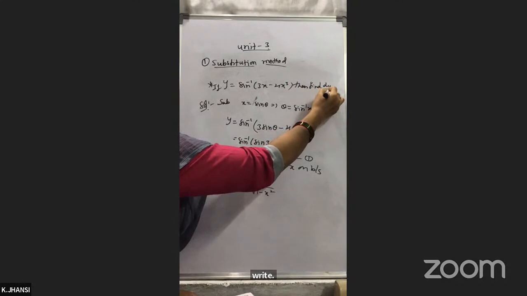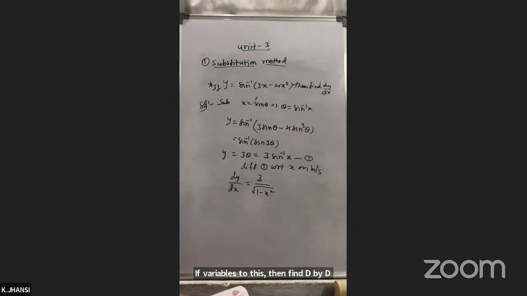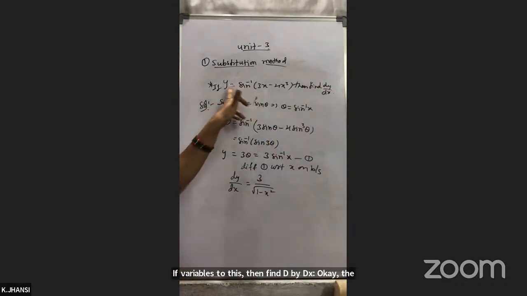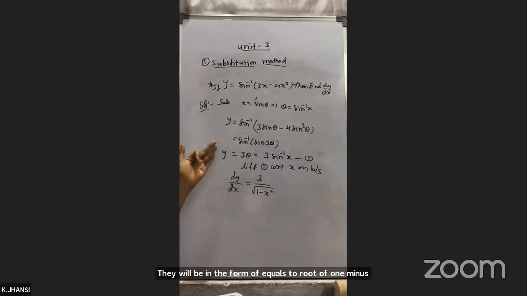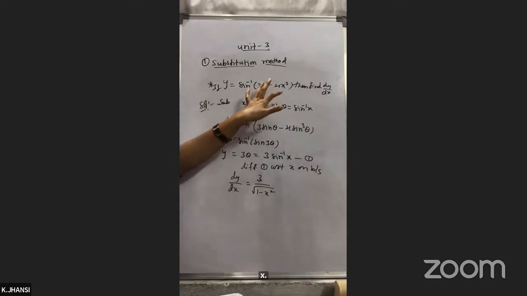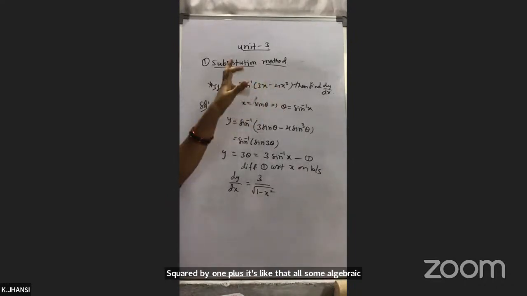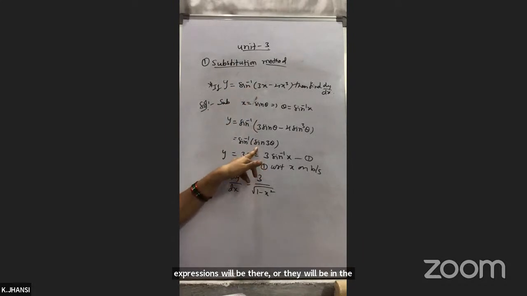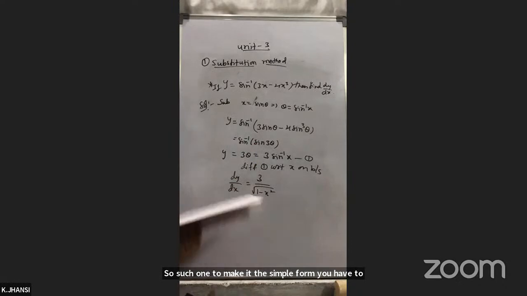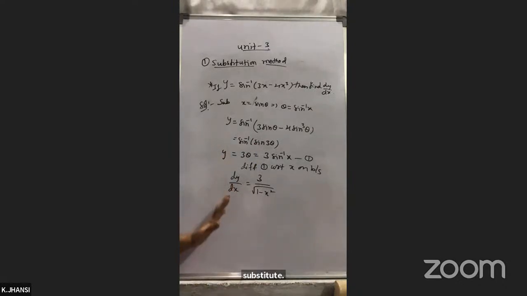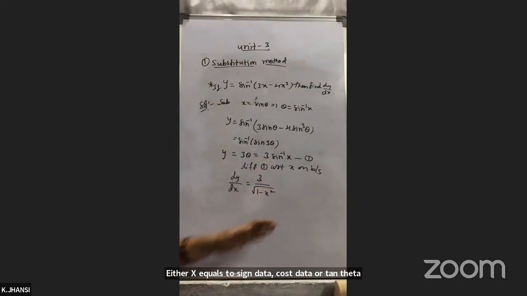dy by dx. Okay. The question will be like this. So problems will be like this only. Inverse trigonometric functions, or normally they will be in the form of cos theta equals to root of 1 minus x square by 1 plus x square, like that, or some algebraic expressions will be there, or else they will be in the trigonometry. So such one, to make it in the simple form, you have to substitute either x equals to sine theta, cos theta, or tan theta, depending on the given problem. But the thing is, you have to make it in the simple form, then you have to do the differentiation. Okay.